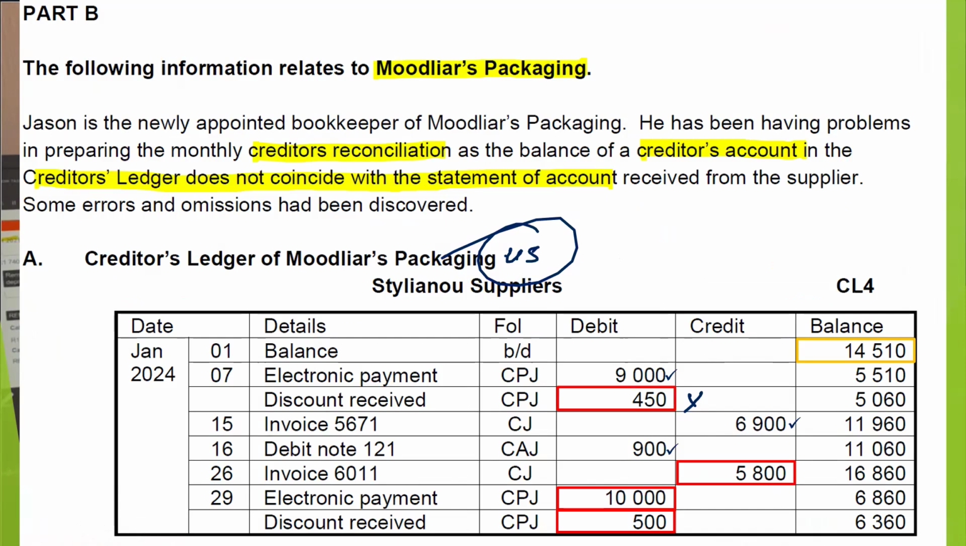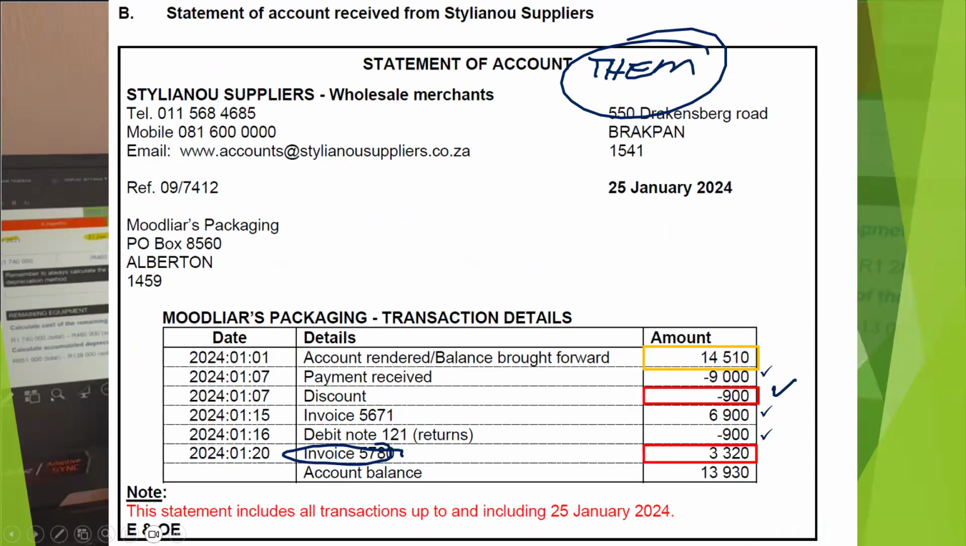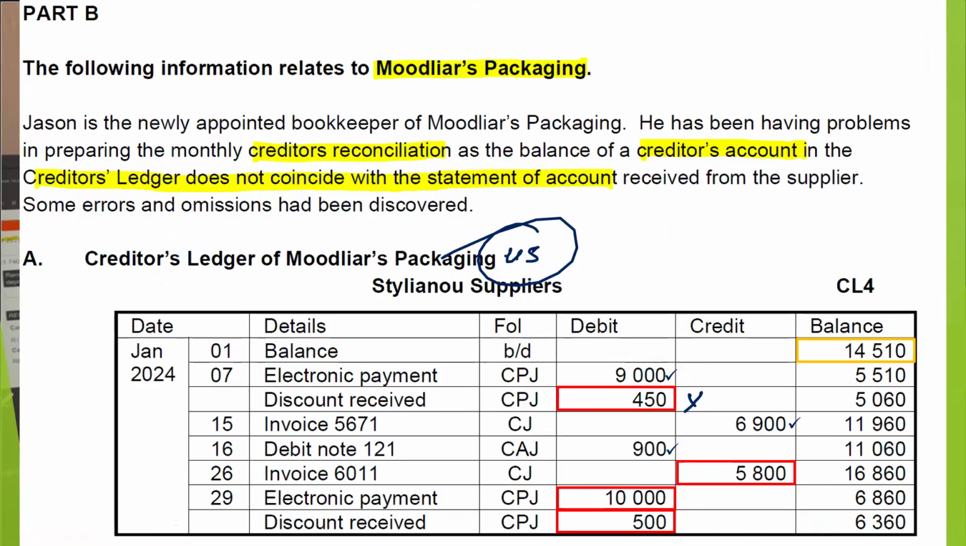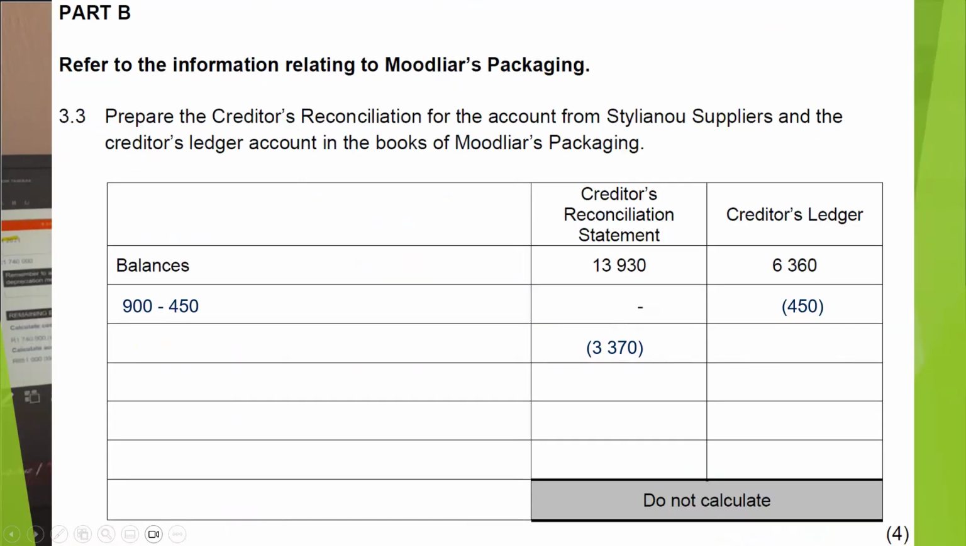All of these ones, guys, please note that they happened after the statement date, and the statement date was on the 20th of January, but when you look at the creditors ledger, it continued up to the 29th. So that 5,800 will be added under creditors reconciliation because it was not recorded by the creditor. It is just an omission. Those repayments will also be in the creditors reconciliation statement, and we will show them in brackets.